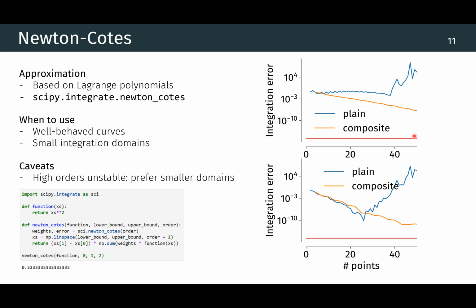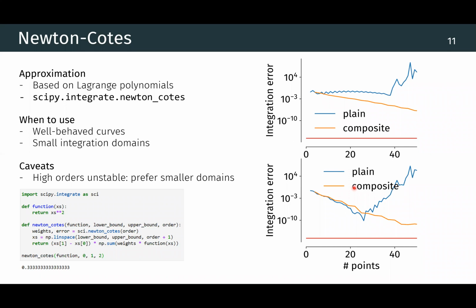Okay, so what we see here is that for the one function, this is very nice. So it converges continuously. At some point, it diverges. So for the plain one, and the reason for that is numerical instability.